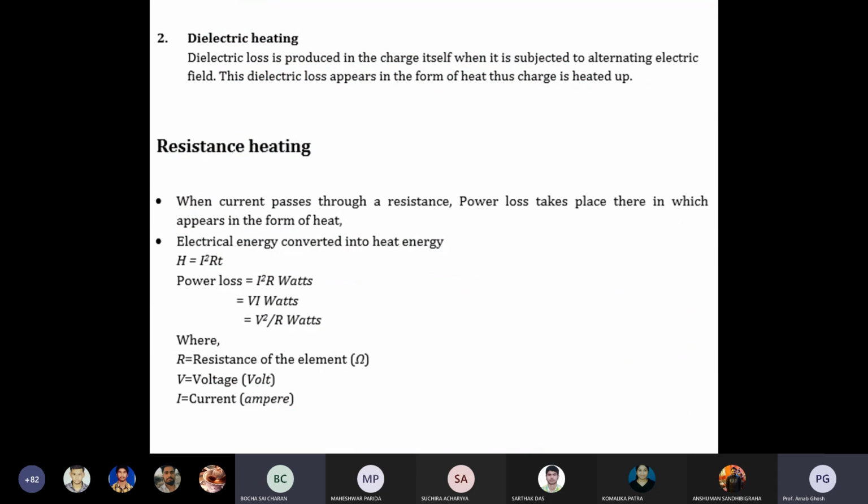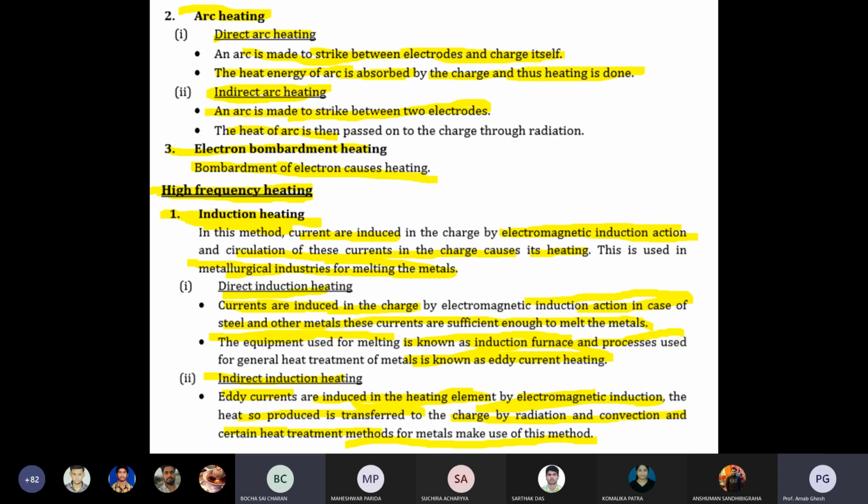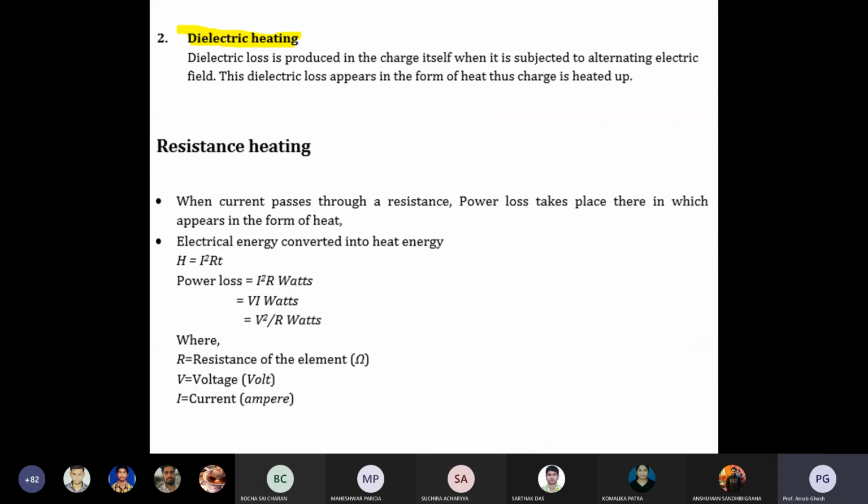Dielectric heating, this is also an example of high frequency heating. Normally induction heating you can also use for conductors, means metals, but dielectric heating is normally used for non-metals.